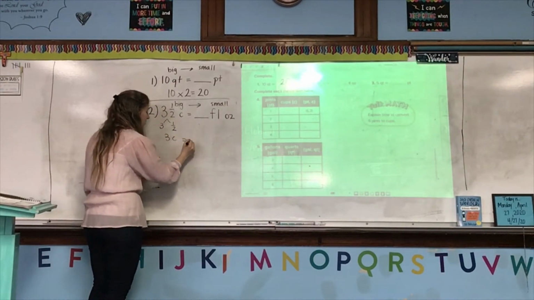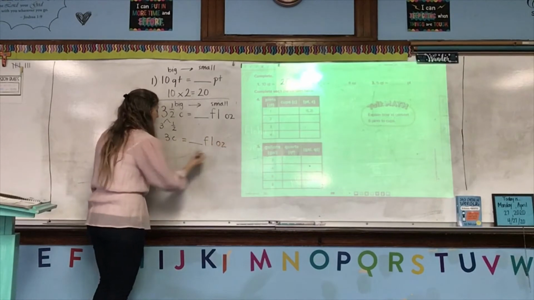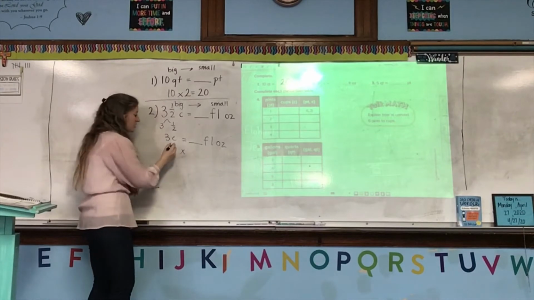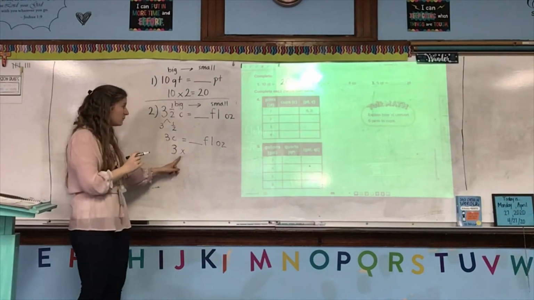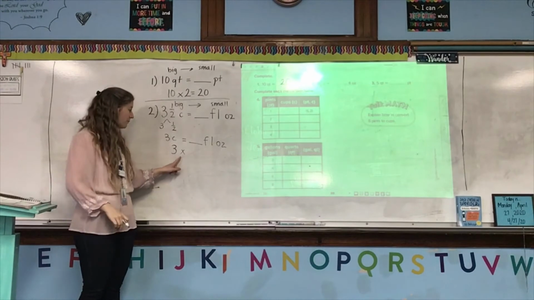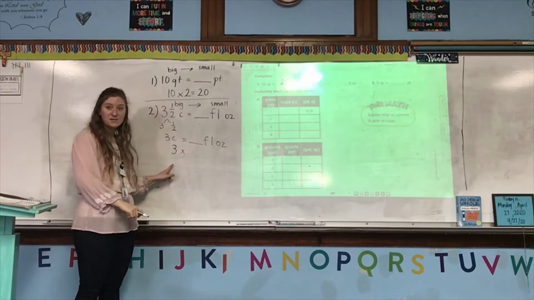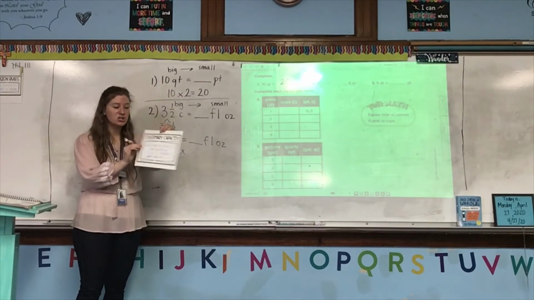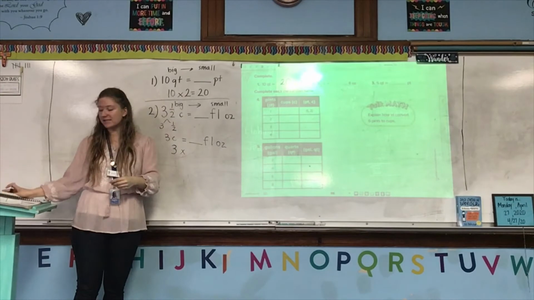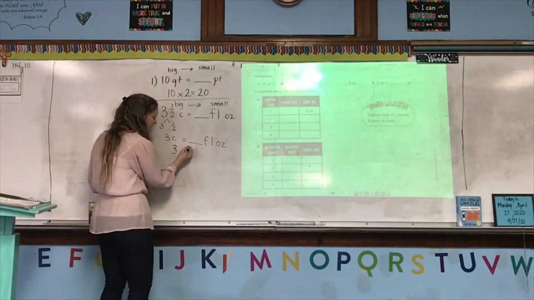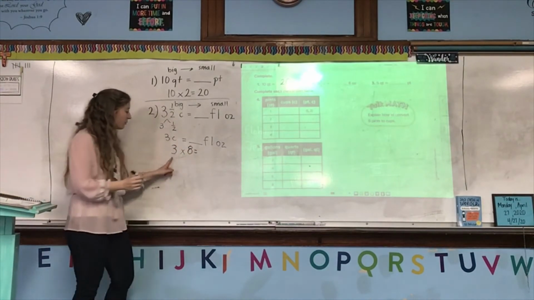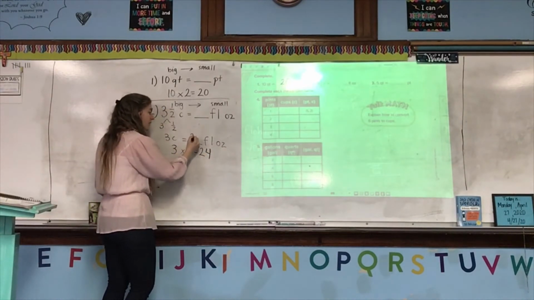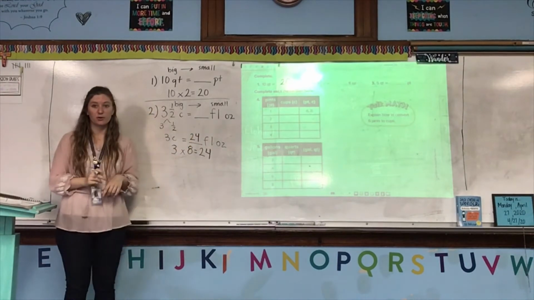So 3 cups equals how many fluid ounces? We know we're going from big to small. We start with what we know, which in this case is 3 cups. Then we are going to multiply by the number of, we can't multiply by the number of cups in a cup, so we're going to multiply by the number of fluid ounces in a cup. Our conversion chart tells us that there are 8 fluid ounces in 1 cup. So we're going to multiply by 8. 3 times 8 equals 24. So 3 cups is the same as 24 fluid ounces.